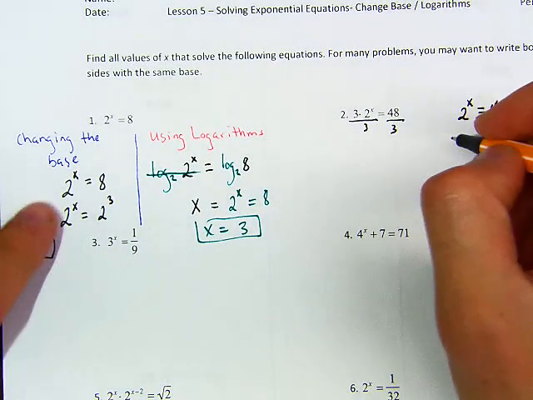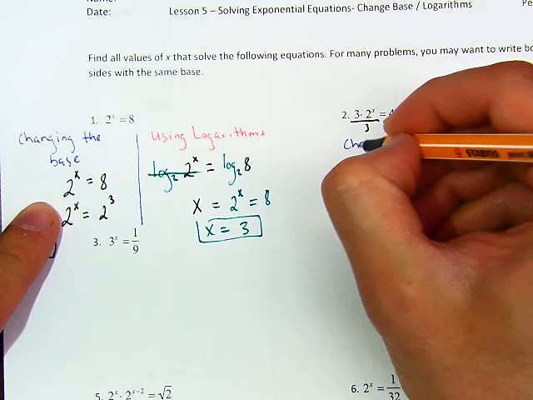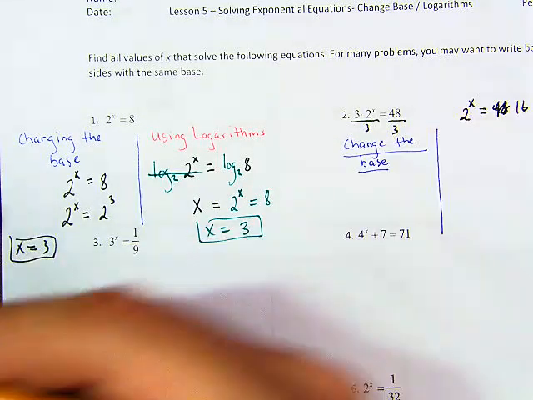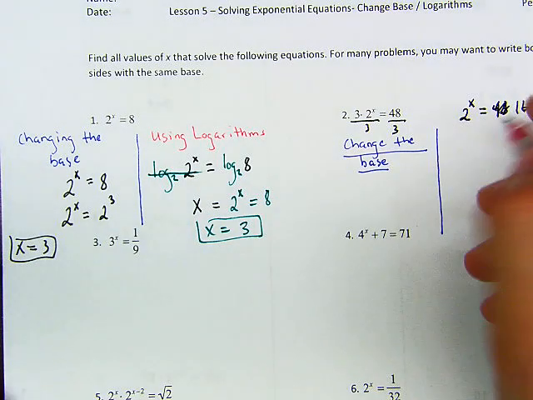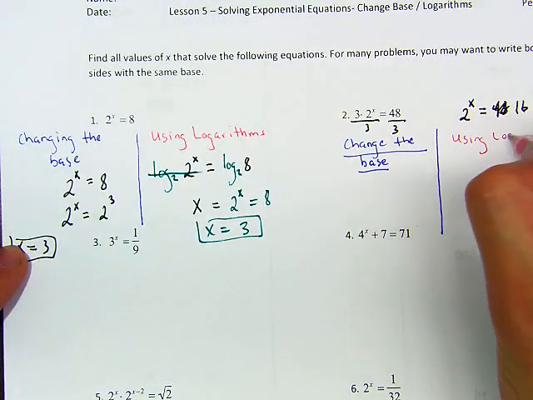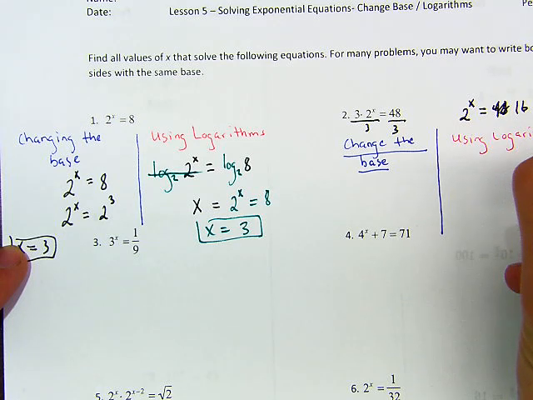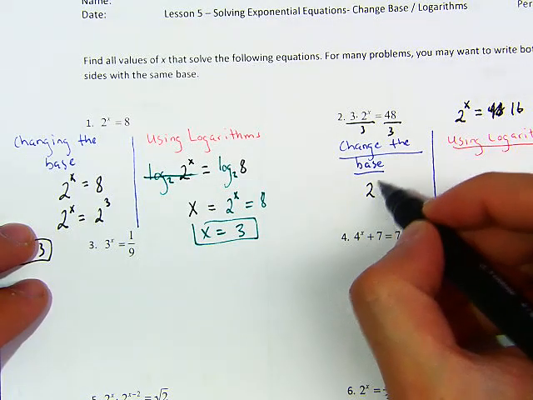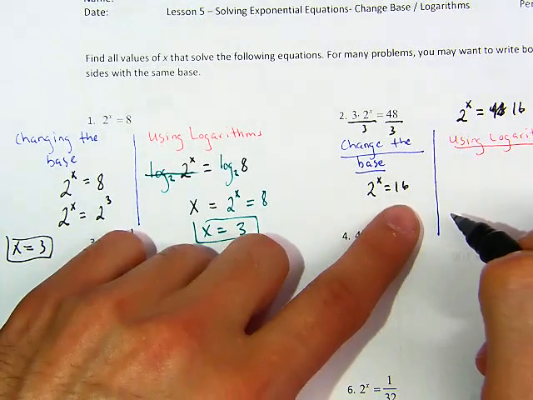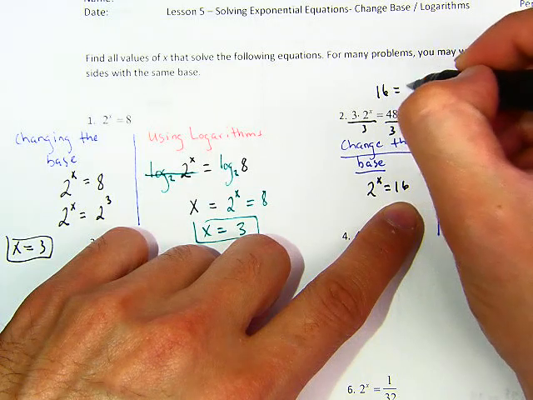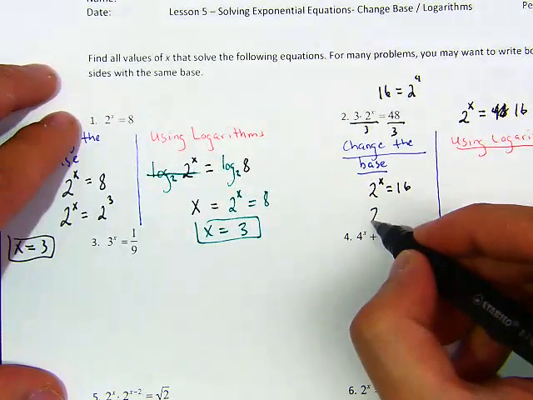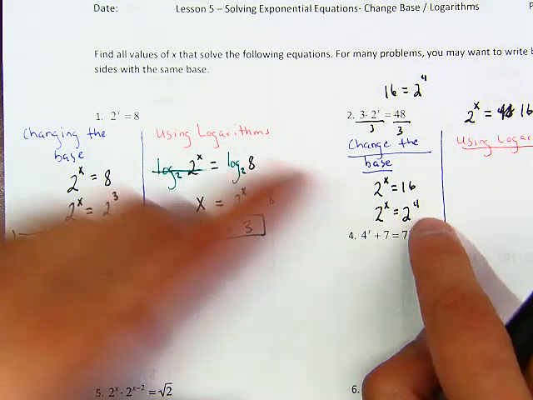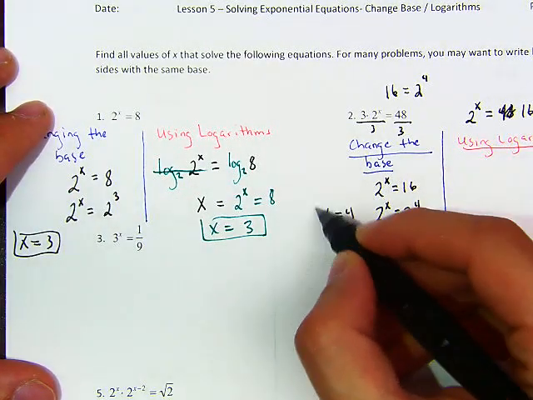So let's write it again. On one side, we're going to change the base. And on the other side, we're going to use logarithms. Here, if I have 2 to the x equals 16, notice that 16 is equal to 2 to the 4. So 2 to the x is equal to 2 to the 4. If the bases are the same, then the exponents are equal. So x equals 4. Right?